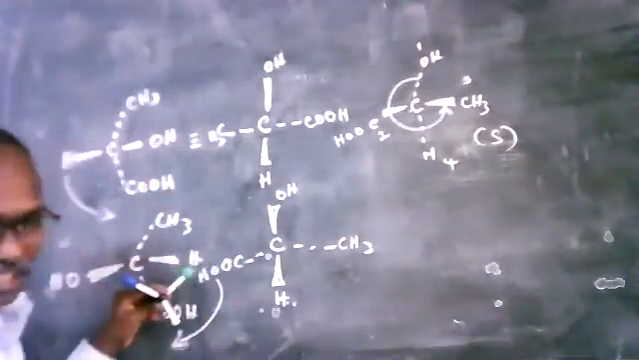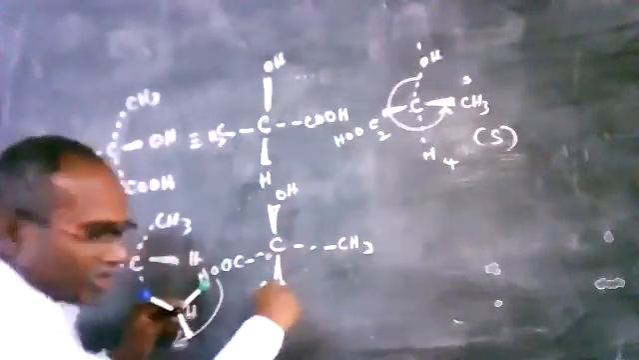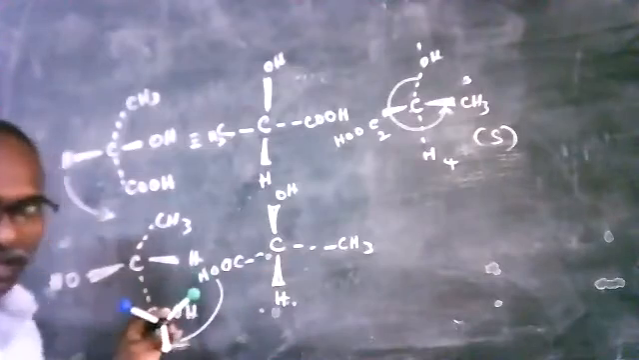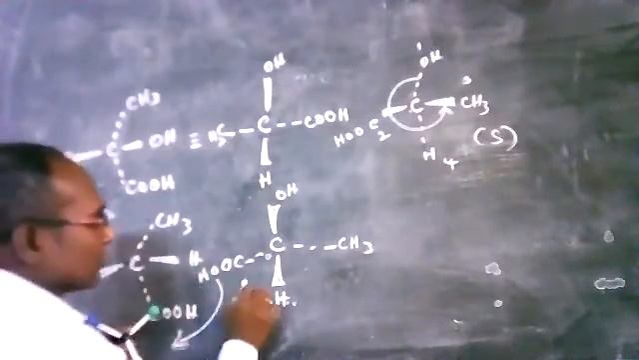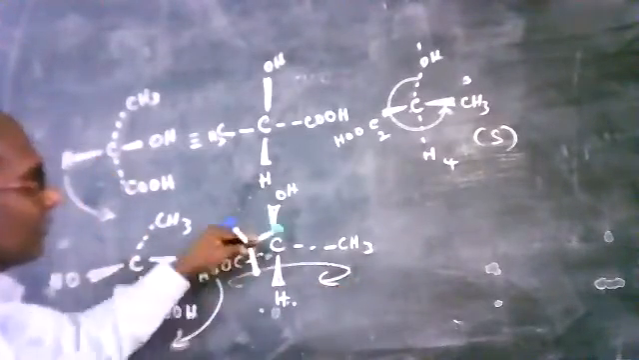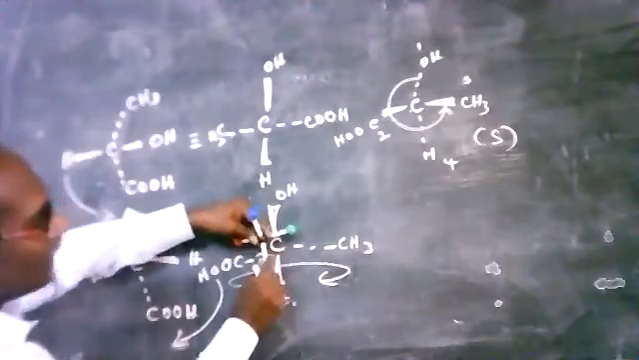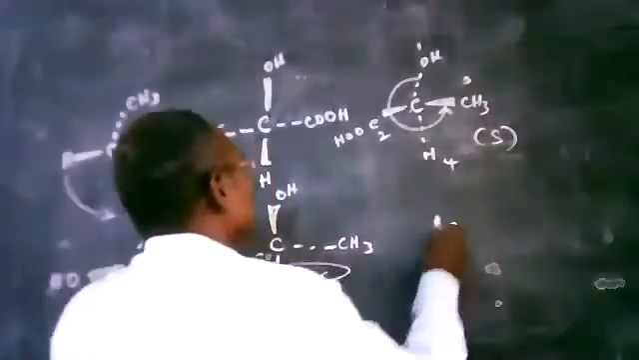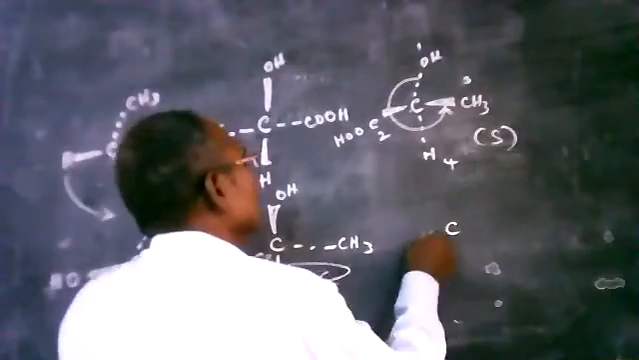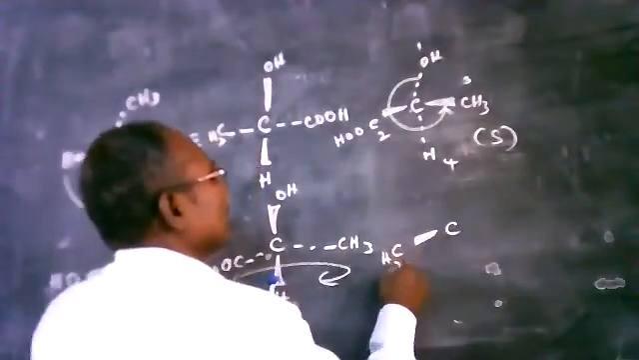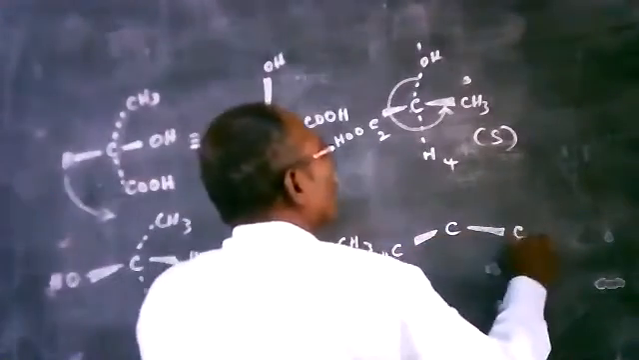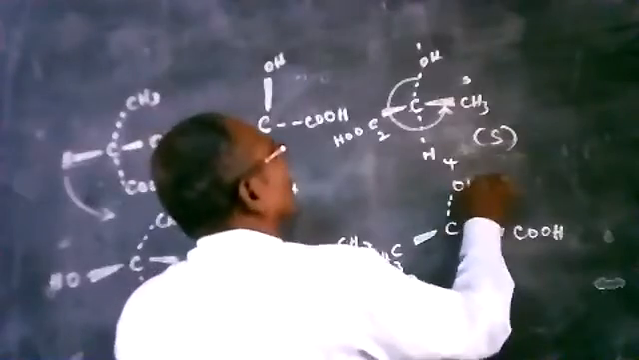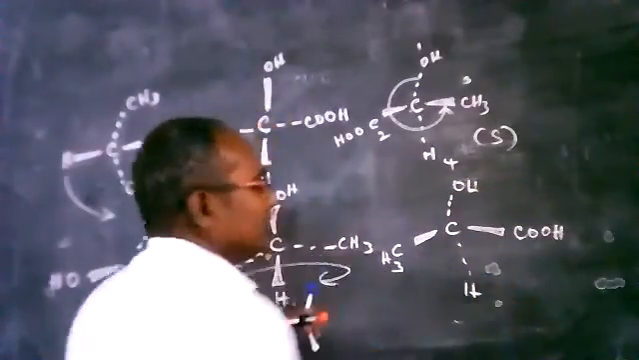But this is not a Fischer projection because vertical arms are projecting towards the viewer. But by principle, the horizontal arms should project towards the viewer. So I turn the molecule like this. It is originally here. So I turn the molecule like this. So what happens? See, CH3 projects here. COOH goes there. But OH is here.